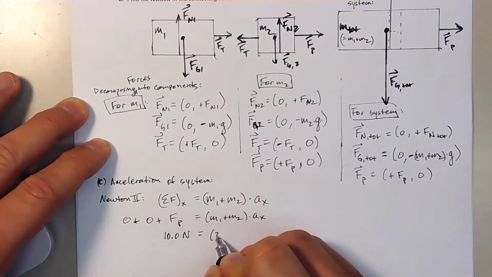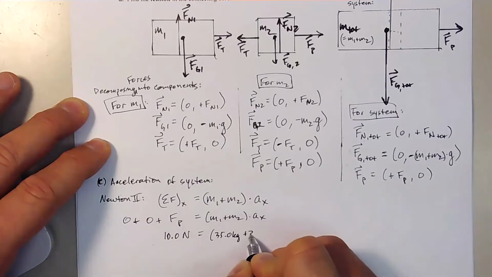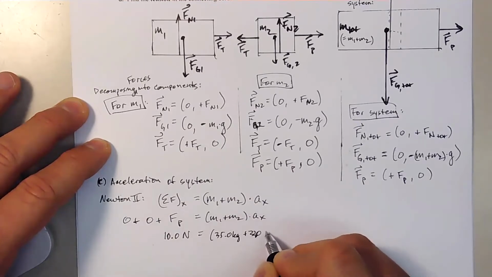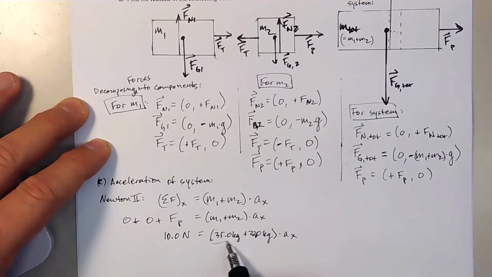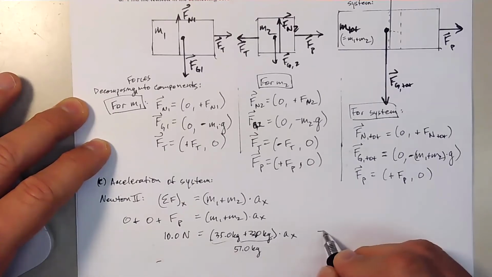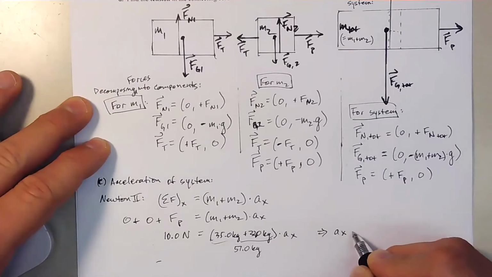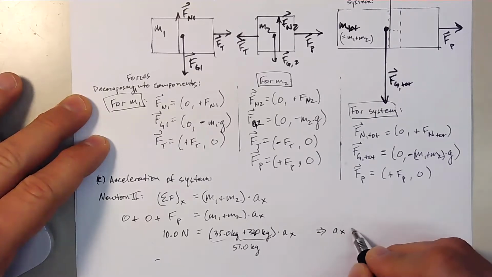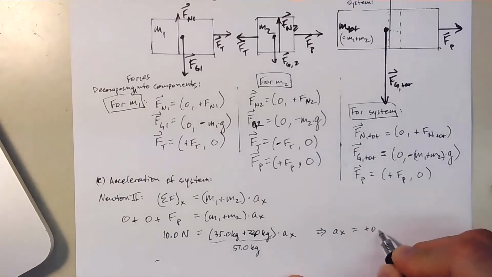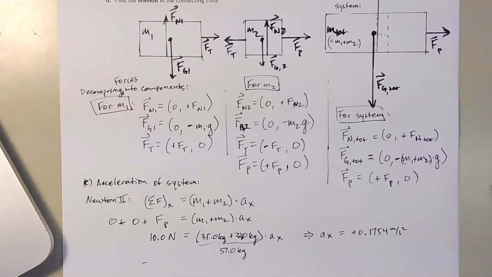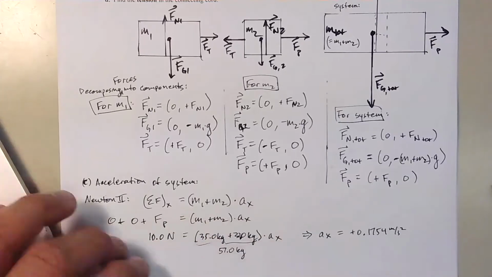10 newtons. The sum of the two masses. And this looks like 57 kilograms for M total. And that means that the acceleration of the system in the horizontal direction is going to be equal to 10 divided by 57. And my calculator tells me that that's equal to 0.1754 meters per second squared. Now, if this is a 3 sig figs problem, then I guess I'll round that to 3 sig figs.